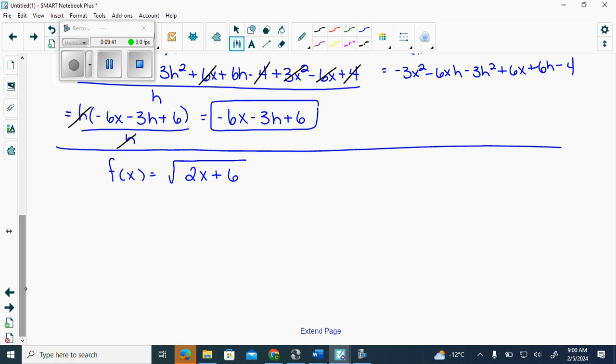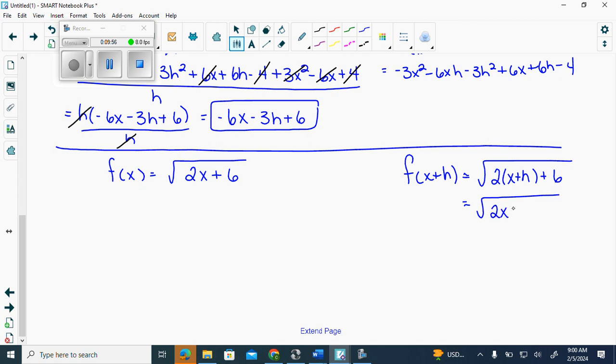So f of x plus h is literally just the square root of 2 times x plus h plus 6, which is just the square root of 2x plus 2h plus 6. That is not the riveting part of this. Okay, that's not the crazy part. This is the hardest part. Like, that's not it for this one. It's going to be multiplied by the conjugate.